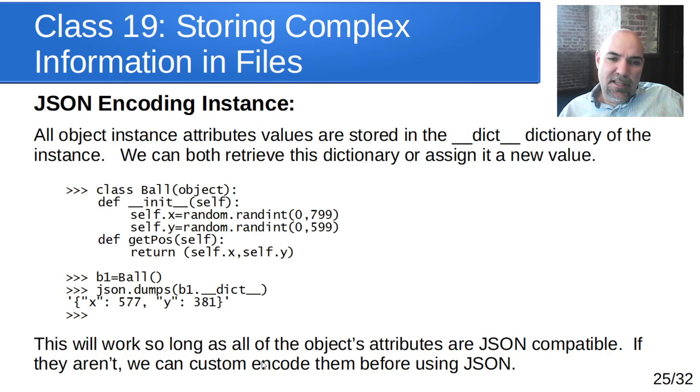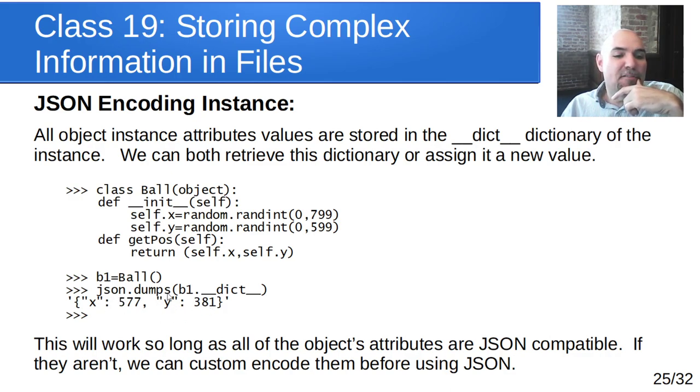And that is that an object instance's attribute values are actually stored inside of the __dict__ dictionary of the instance. And we could both retrieve that dictionary and assign it a new value. So in other words, if I create this object instance here, b1, and I were to read out b1.__dict__, I'm going to get that dictionary that has x as whatever value it's associated with and y as whatever value it's associated with. So I'm getting just the dictionary of attributes and the values associated with them like this.